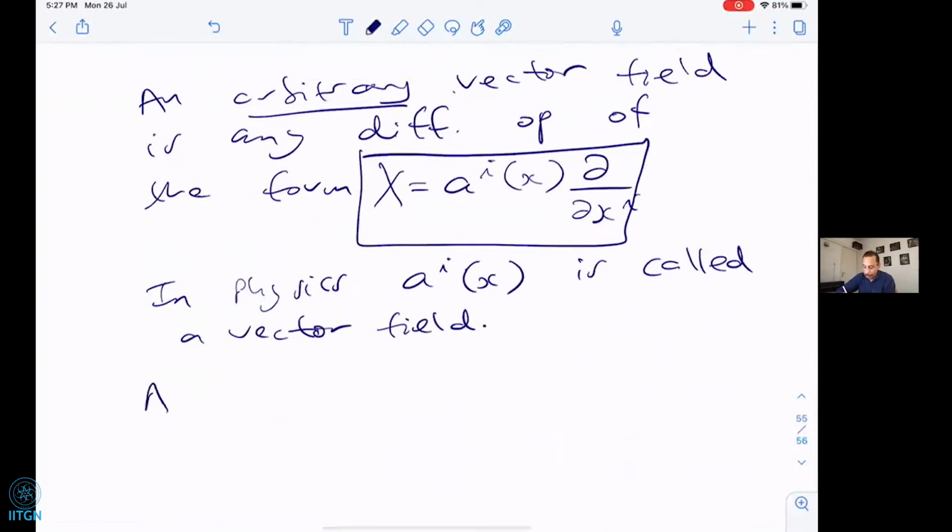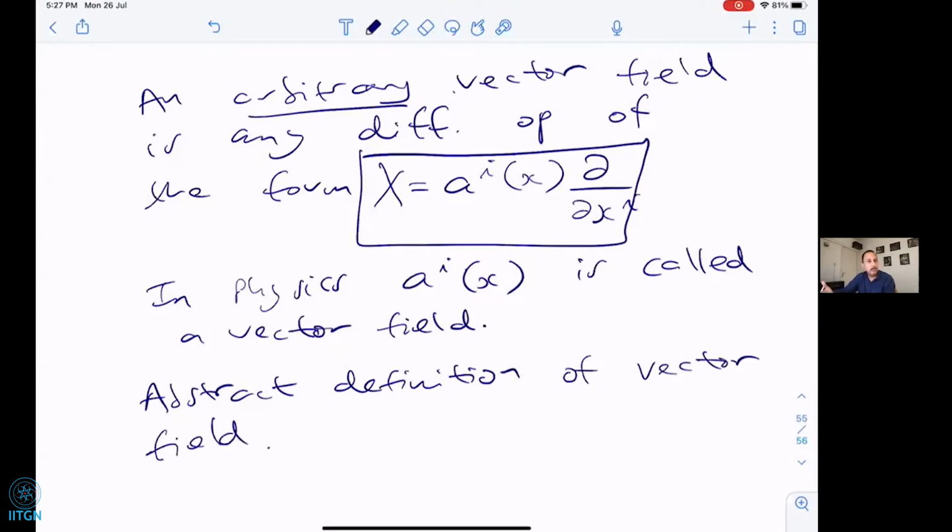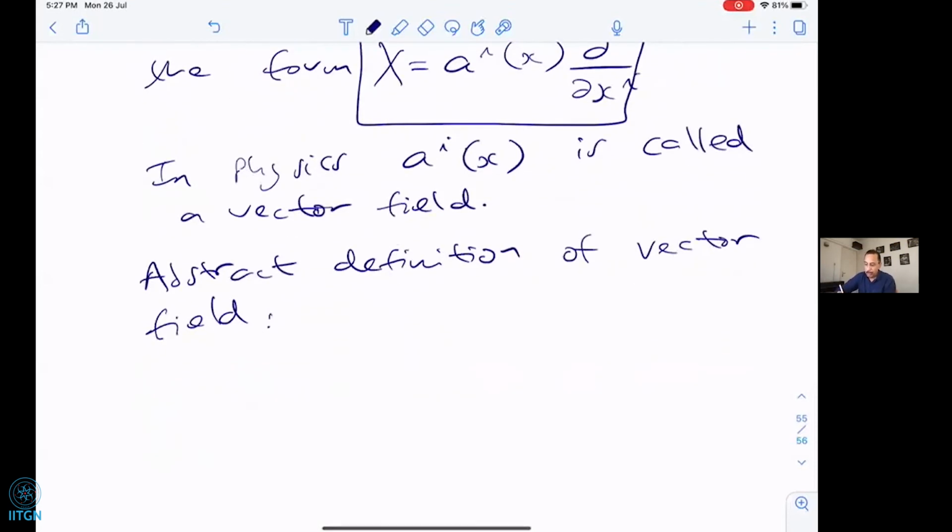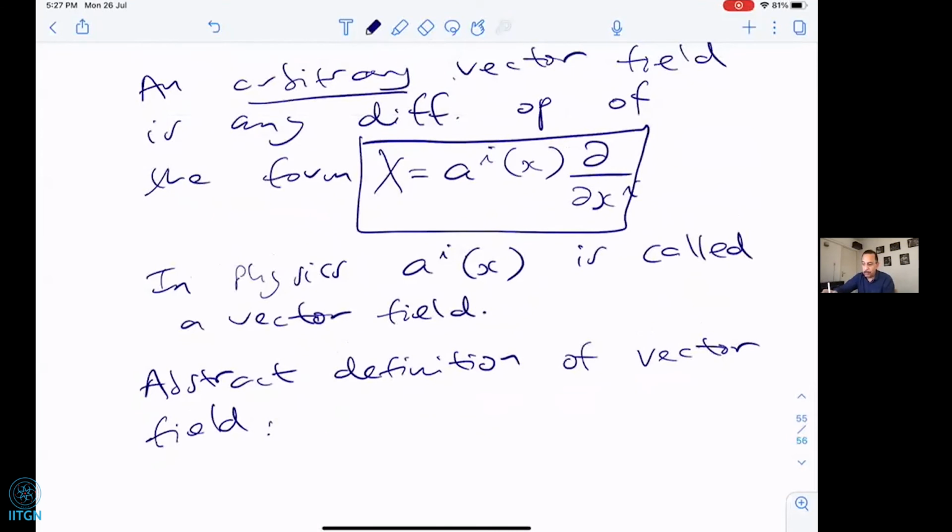I gave a rather long-winded definition of vector field because I wanted to make contact with the physics or mathematics of coordinate systems. But for mathematicians, an abstract definition of vector field is much simpler, and a mathematician will tell you this right at the beginning. Notice that since this is a first order differential operator, if it acts on a pair of functions, then it has the property that X acting on fg, by the chain rule, is (Xf) times g plus f times (Xg).